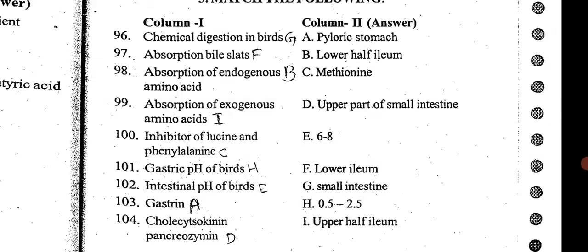It will not be the ileum, as the ileum is the lower part of the small intestine. So the upper part of the small intestine, the duodenum and jejunum, is responsible for cholecystokinin and pancreozymin, whereas the last part of the small intestine, the ileum, is responsible for the other secretions.